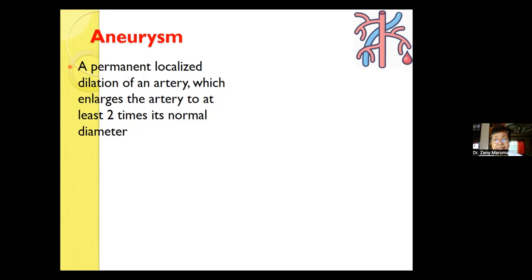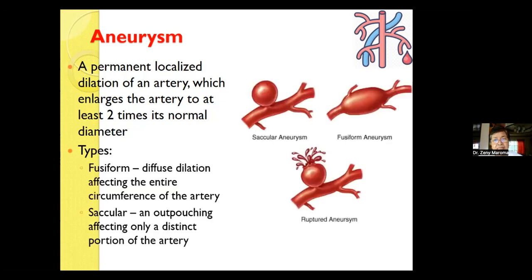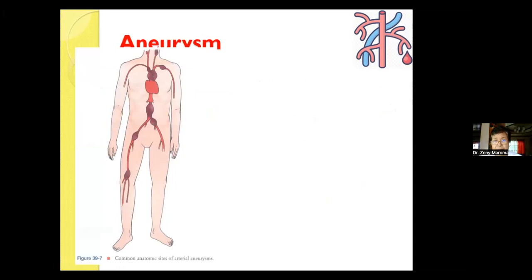Aneurysm is abnormally dilated artery wherein it enlarges, no, to at least 2 times its normal diameter. Okay, so nice to know the different types, no? Basta yan, okay, naglolobo, no? Naglolobo at puputok. It could be cerebral artery. It could be thoracic artery or abdominal artery.